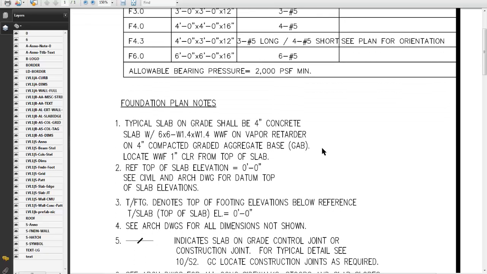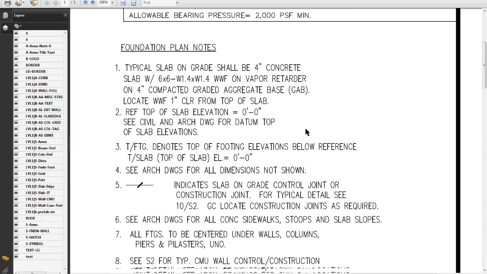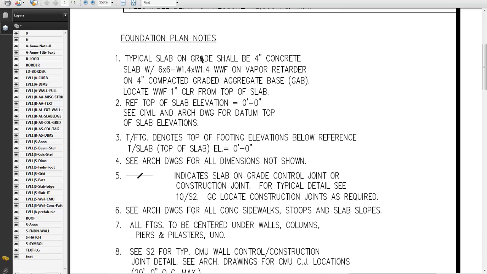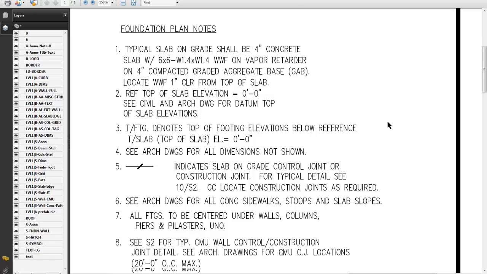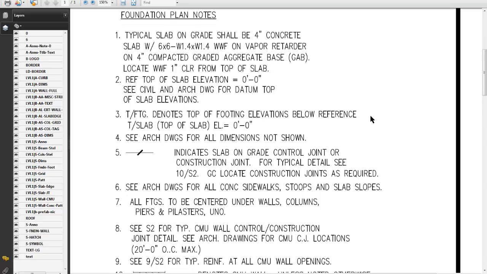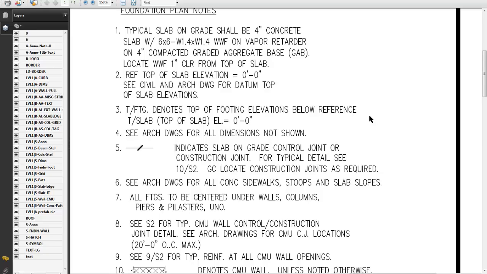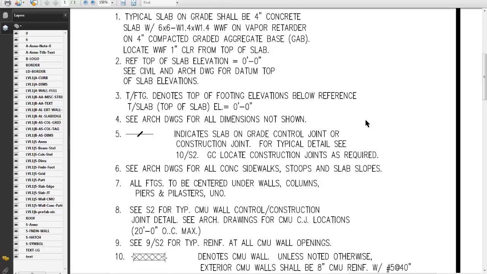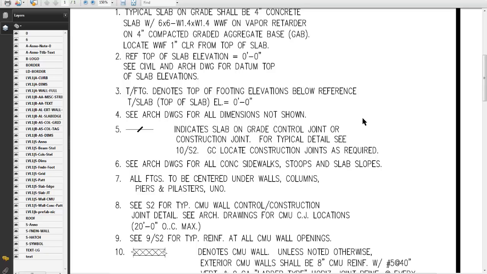General notes are going to vary based on plans. This is a note talking about the slab, how thick it would be, what type of reinforcing it would have in it, and what elevation the top of the slab would have, which they're always going to assume zero, again because they don't know where this is going. So we're just starting with a zero. We don't really know how high that slab's going to be above sea level or anywhere else. And then just a lot of other general notes.